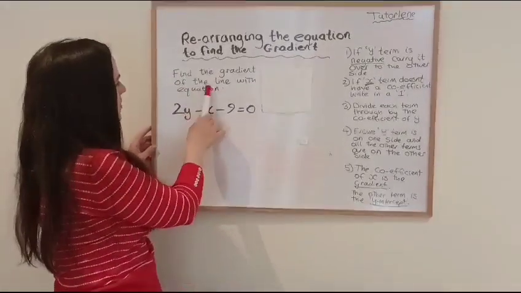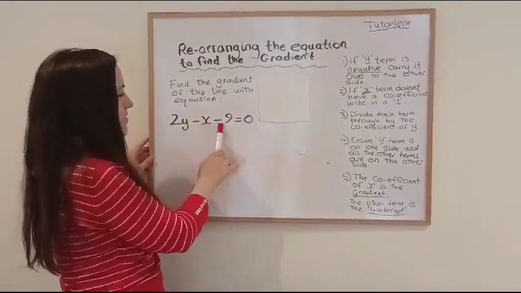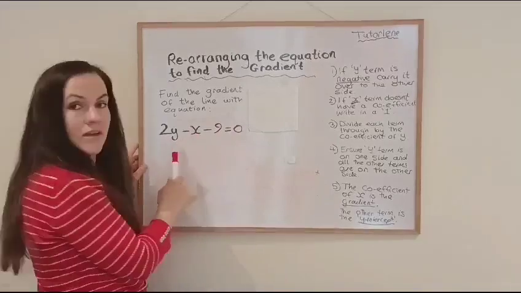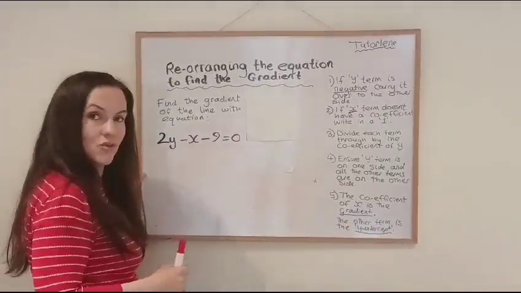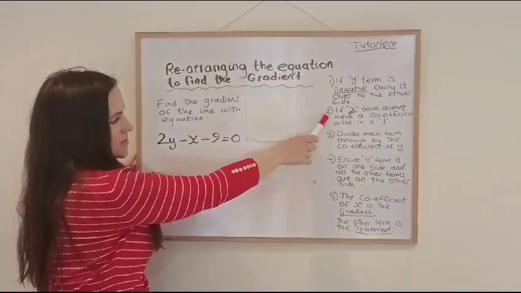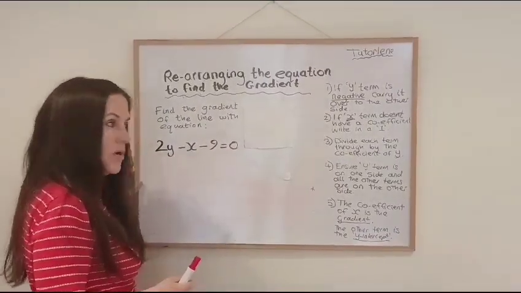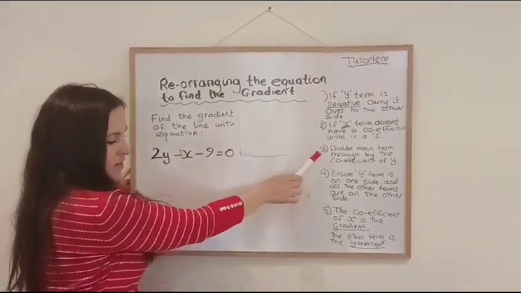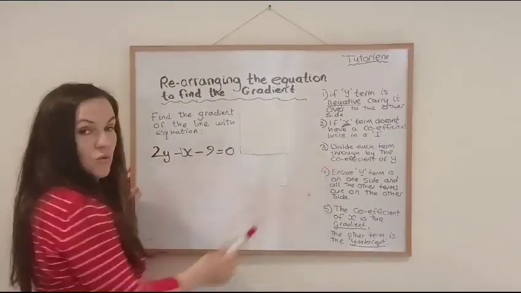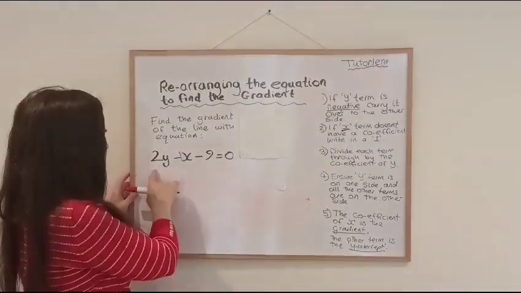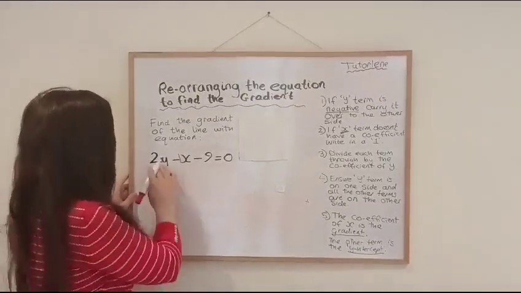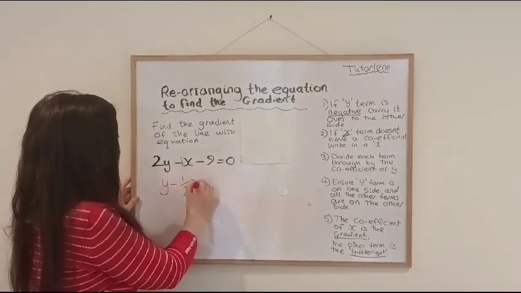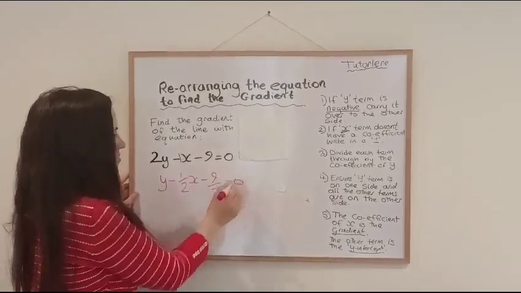So we have another example here. Find the gradient of the line with equation 2y minus x minus 9 equals 0. So again, we start over here, and if the y term is negative, carry it over to the other side. As you can see, the y term is not negative. The next step says if the x term doesn't have a coefficient, write in a 1. Well, it doesn't have a coefficient, so I'm going to write in a 1. Then step 3 is to divide each term through by the coefficient of y. So y is a number 2, so I'm just going to divide everything through by 2. So the 2y term will just become y on its own. It will become minus 1 over 2x, take away 9 over 2 equals 0.